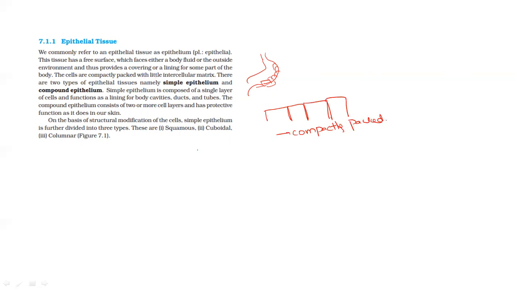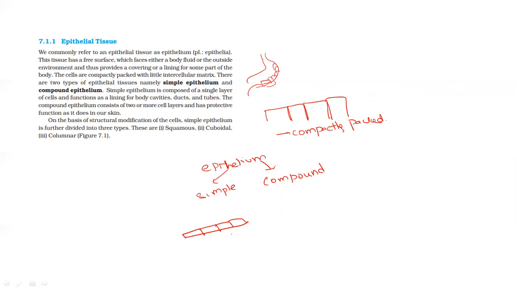Now, there are two types of epithelium, mainly simple epithelium and compound epithelium. Simple epithelium is composed of a single layer of cells. So we have only one layer. That's when it is called simple, and it functions as lining of body cavities, ducts and tubes.